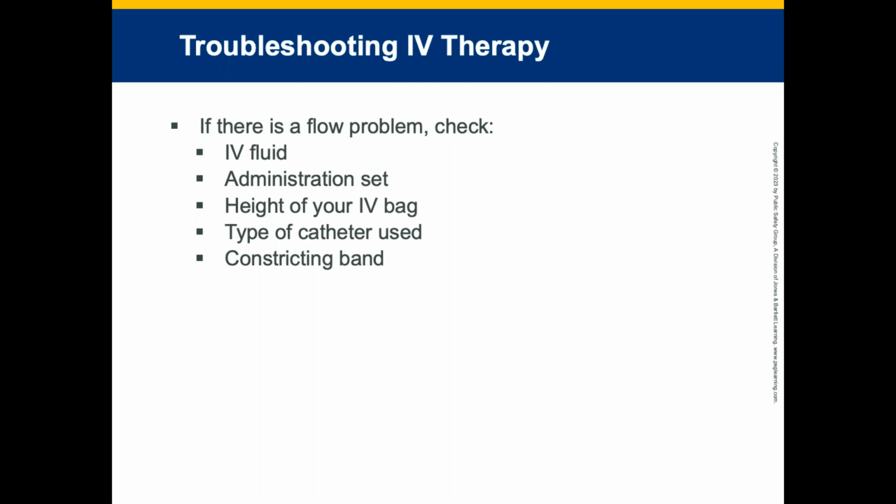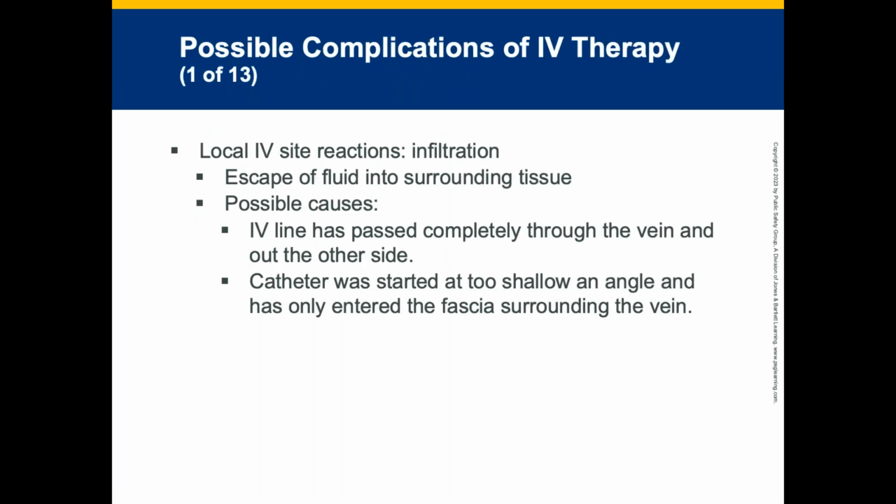And also another thing too is make sure you take off the constricting band. That is also a critical fail on your test station as well. Once you've established access and you advance further, you pull the restricting band off. And we'll go over all that on Sunday. Other possible complications as well would be local IV site reactions. Most local reactions require you to discontinue the administration, reestablish the IV line at the opposite extremity, and document the event in your narrative.